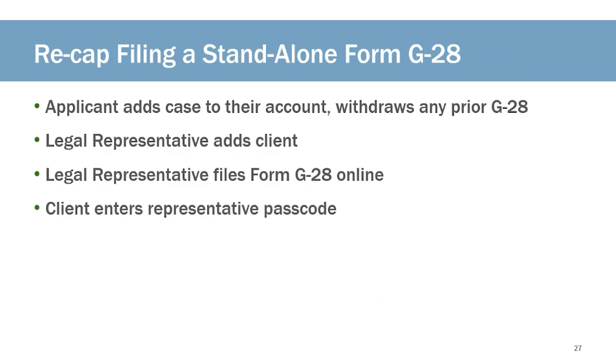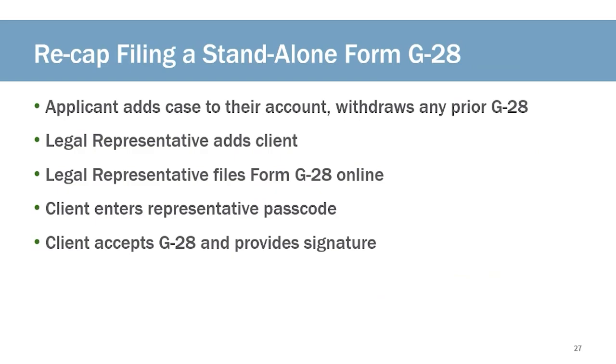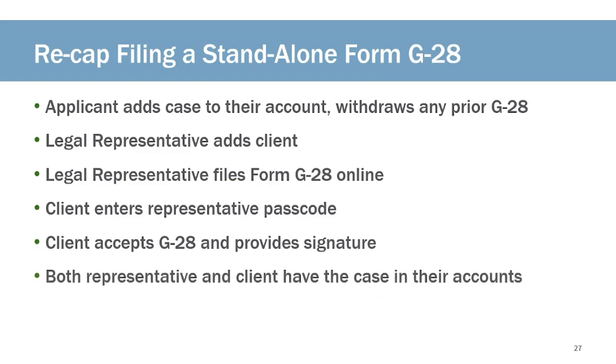The legal representative then gives the one-time representative passcode to the client, who logs into their own account and selects the option Enter Representative Passcode. The client reviews the new G28, and if everything is correct, they accept it and sign electronically. The client finishes up by choosing Submit at the end of the screens. The process is complete, and the client and representative both have access to the case in their online accounts.